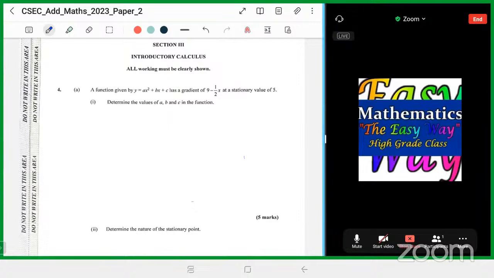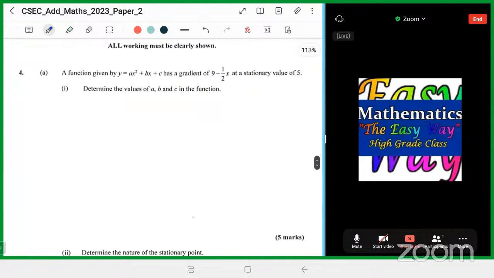This one gives us this function, which is a quadratic function. It tells us that the gradient is this. This is what we call a gradient function. And that it has a stationary value of 5. Remember, at the stationary value is where dy by dx equals 0. It says determine the values for a, b, and c.